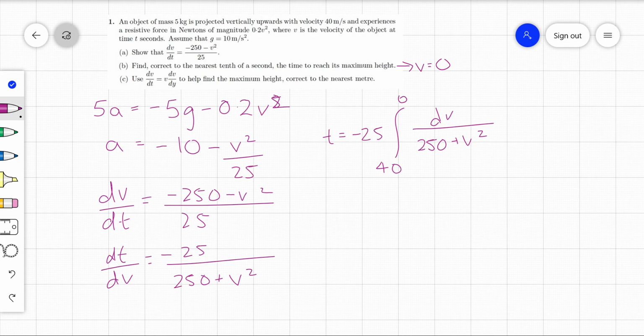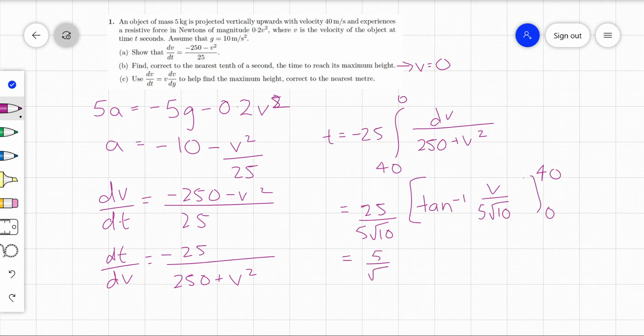All right, so we know that this is going to be the inverse tan. So actually, I can not put the minus in, and instead I can change my limits from 40 to 0 to 0 to 40, if you want to do that. All right, so when we do inverse tan, we do v on root 250, which is the same as 5 root 10, or root 250 is fine. So I also need the 5 root 10 here. And when I put that in, you can see I'm going to simplify that as well.